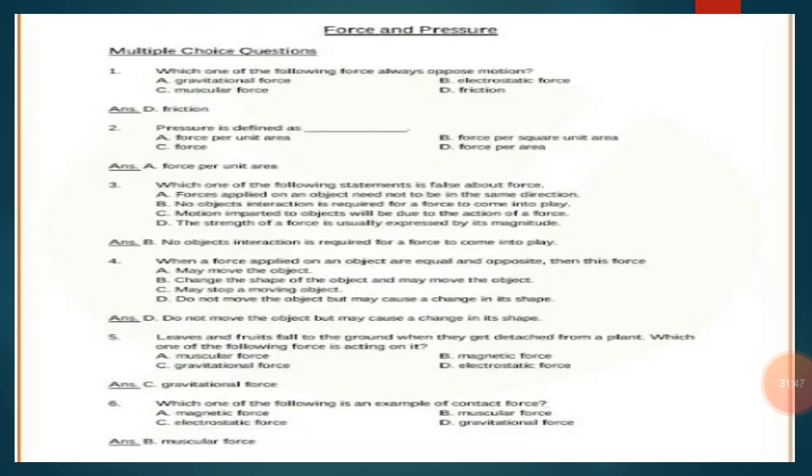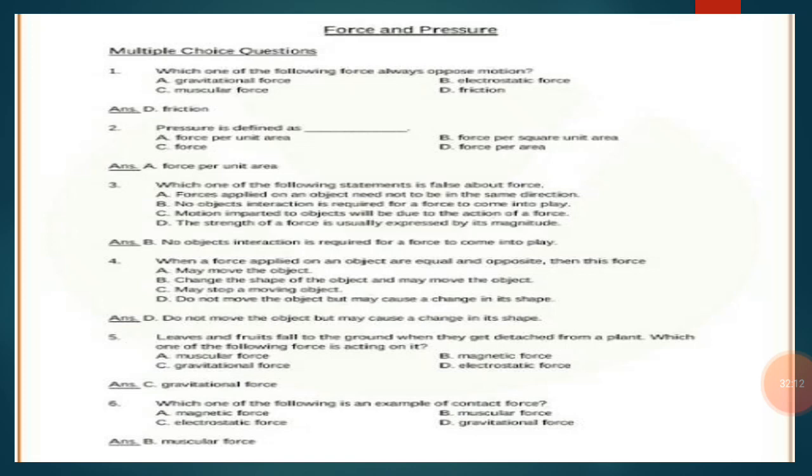Now there are some multiple choice questions given to you. The first question is: which one of the following forces always opposes the motion? The correct answer is friction. Friction is also known as frictional force or opposing force. Pressure is defined as force acting per unit area.